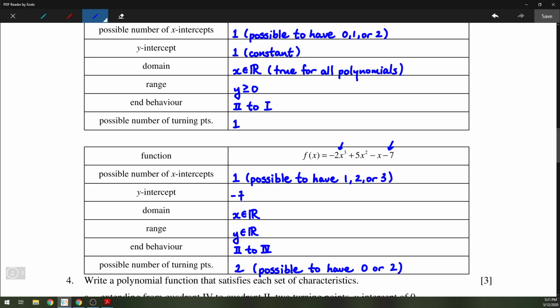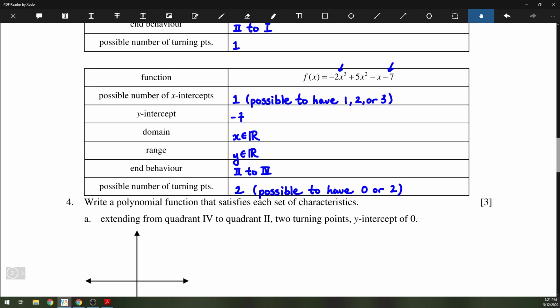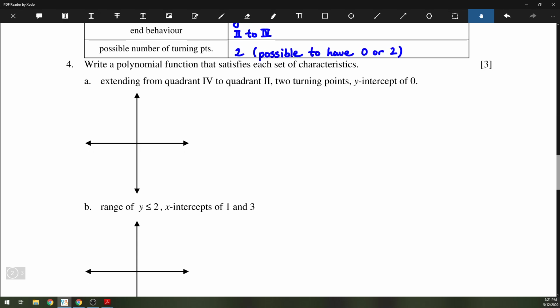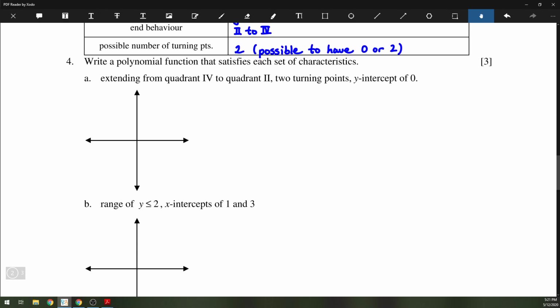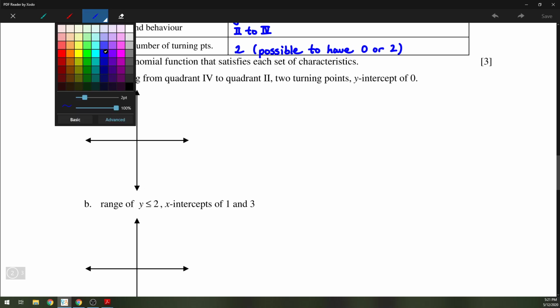Okay. This next part, sometimes what we can also be asked is to draw a polynomial that fits the description. In this case, it says extends from quadrant 2 to 4. It shouldn't say 4 to 2. Generally, you want to be moving from left to right. So let's quickly change that.